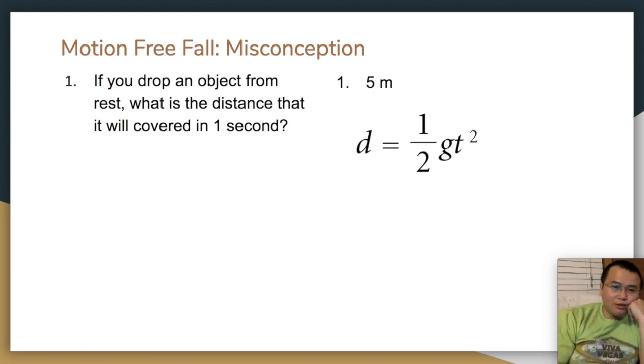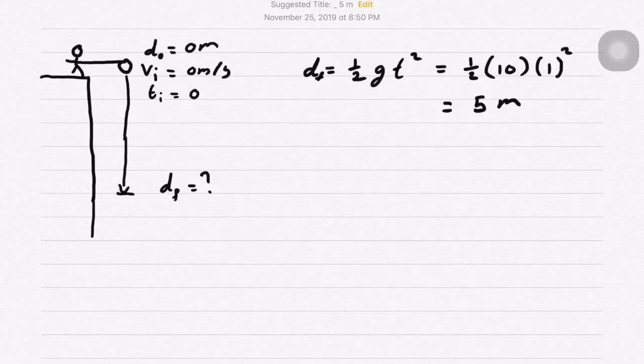And to figure that out, you need to remember this equation right here. Distance is equal to 1/2 g t squared. Some of you might be wondering, how did I come up with d equals 1/2 g t squared? And why is it that the ball when dropped from rest travels 5 meters?